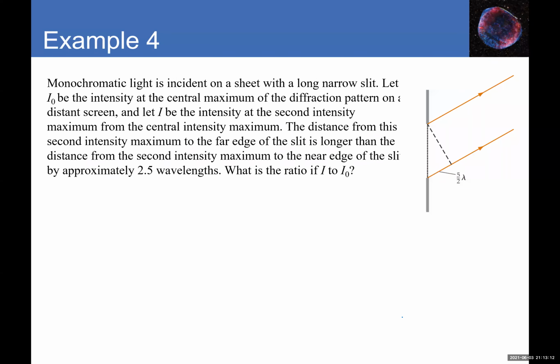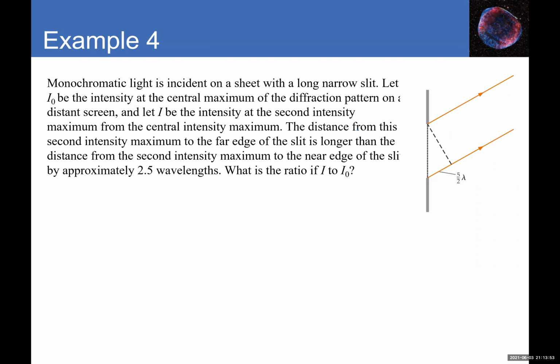All right, here's one more example. Monochromatic light is incident on a sheet with a long narrow slit, and let I naught be the intensity at the central maximum of the diffraction pattern on a distant screen, and let I be the intensity at the second intensity maximum from the central maximum. So I naught is the intensity at the central maximum, and I is the intensity at the second intensity maximum. That means m equals 2 for the second intensity maximum.